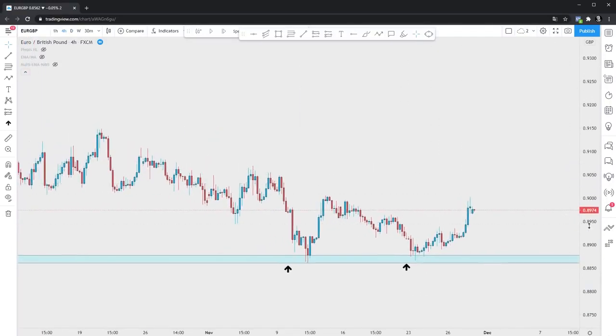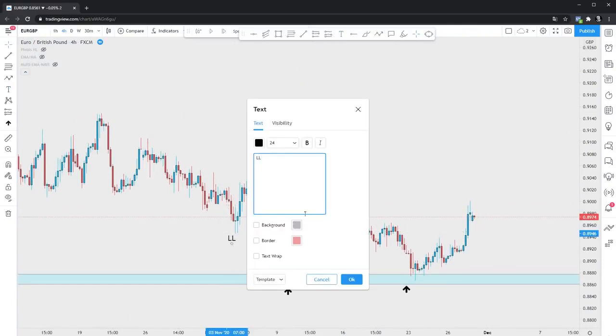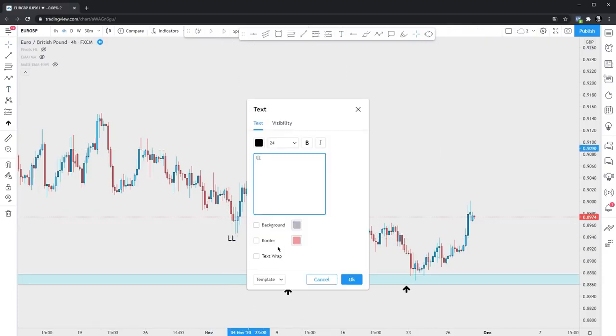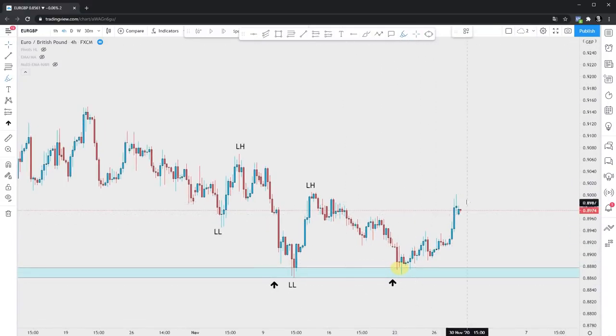So what we now need to do is identify market structure on the 4 hour time frame, okay? So let me mark this up. Firstly, as we can see, we are making lower lows and lower highs, okay? So lower low, lower high. Right here, we made another lower low and another lower high. What we can now see is that the last one didn't go below the previous lower low, right? And this one didn't go above the previous lower high.